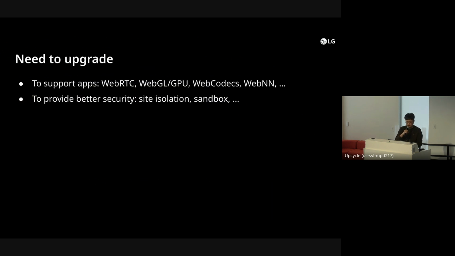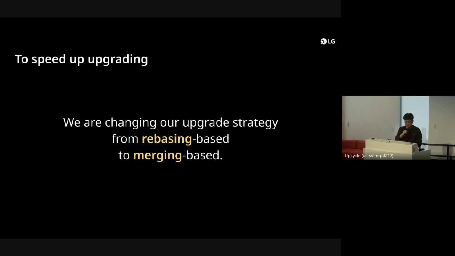We need to upgrade to support apps. For example, if an app depends on an API, we need to provide that API. I think that such apps can be good use cases of the required capabilities, because we do not know in advance what our customers will want to use. Upgrading to the latest version is our best bet. We can also provide better security, such as site isolation and sandbox, by upgrading. So we want to speed up our upgrading.